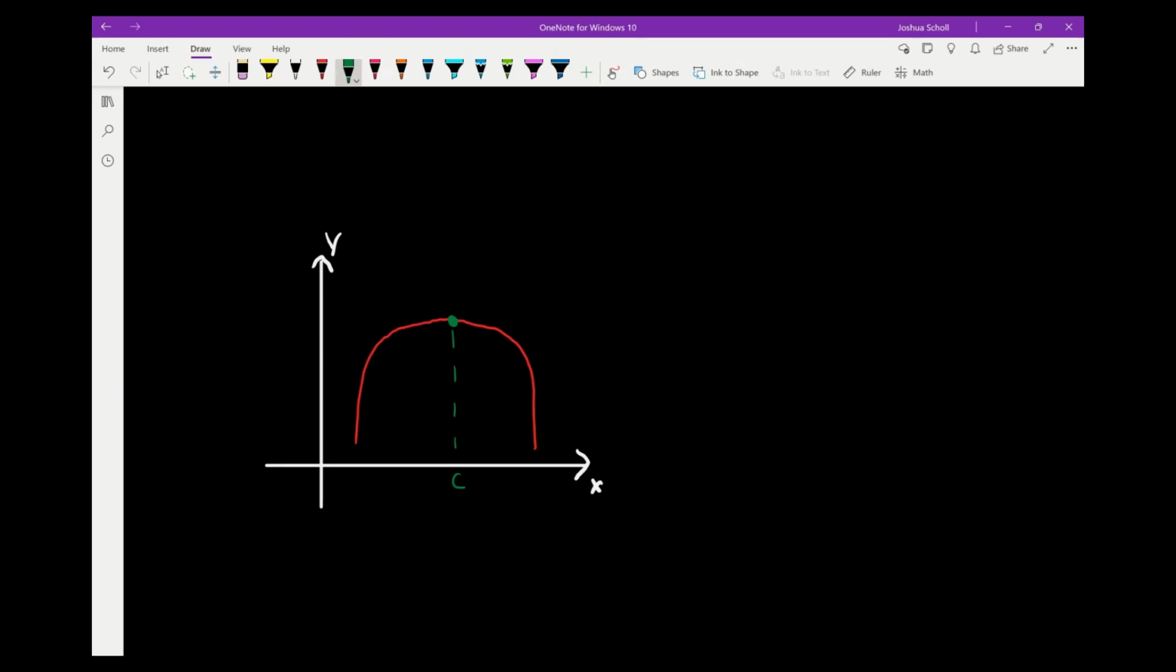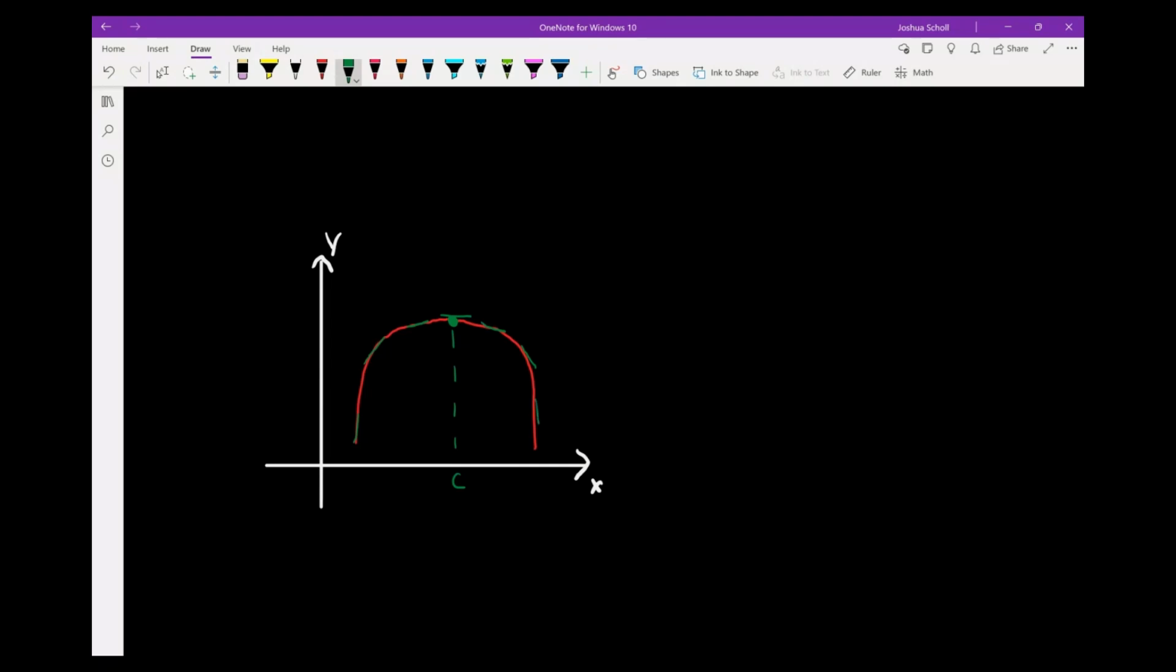So first off, we see it starts off very positive, then it becomes less positive, then it becomes even less positive, and then at x equals c, it becomes 0. So the slope of the tangent line is equal to 0 here. Then the function becomes negative, more negative, and even more negative.